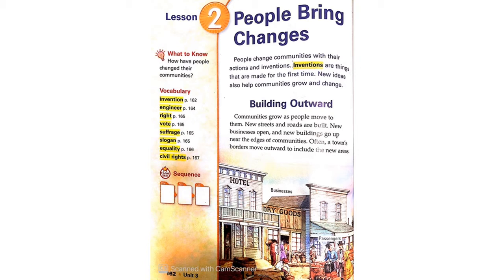So, let's begin reading. Focus on the picture that's down below in this page. What do you see? You can see that there are some labels and titles in this picture. That's a hotel right there in the corner, dry goods in the middle, passengers walking on the side, and businesses. And it looks like an old community, right? Great, so let's begin reading.